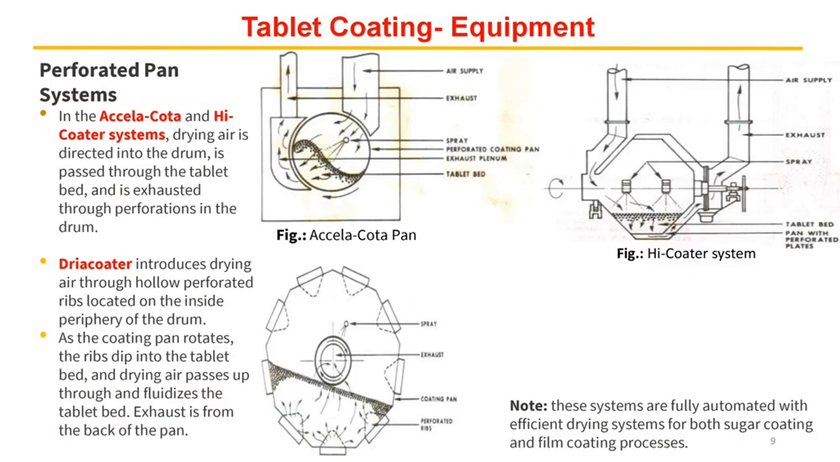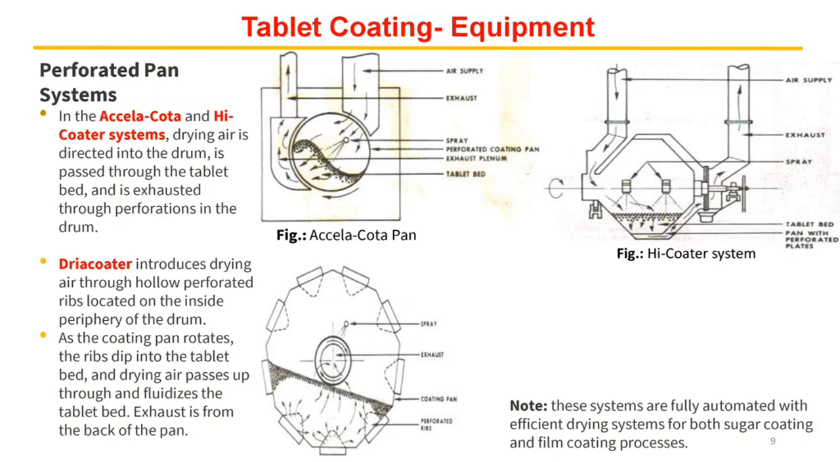Tablet coating equipment: Perforated pan systems. In the Accelcoater and High coater systems, drying air is directed into the drum, is passed through the tablet bed, and is exhausted through perforations in the drum. Tabletcoater introduces drying air through hollow perforated ribs located on the inside periphery of the drum. As the coating pan rotates, the ribs dip into the tablet bed, and drying air passes up through and fluidizes the tablet bed. Exhaust is from the back of the pan. Fig. Accelcoater pan. Fig. High coater system. Note: these systems are fully automated with efficient drying systems for both sugar coating and film coating processes.